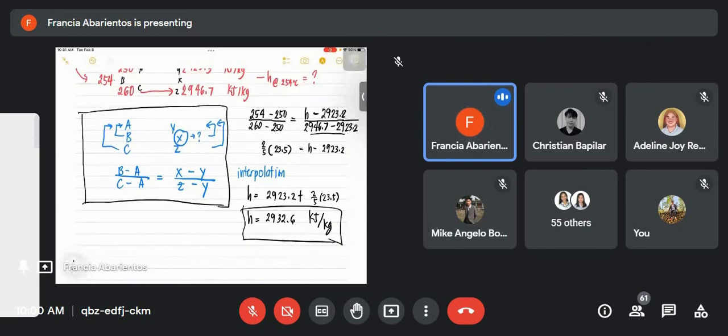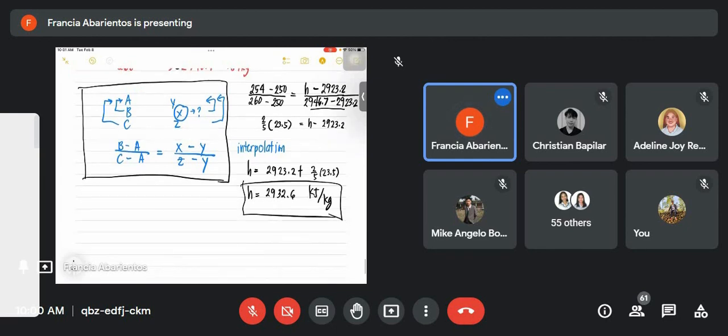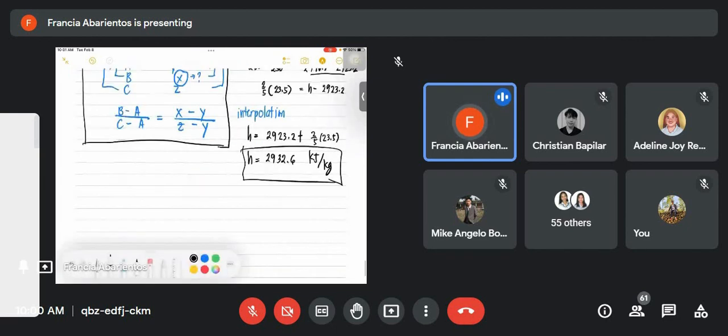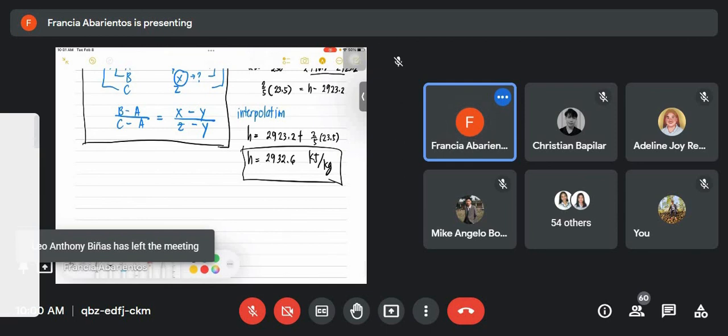So, in computation, that is also needed. Okay? So, how about we compute for a certain quality and the percent moisture? Another example, last example before leaving the class.